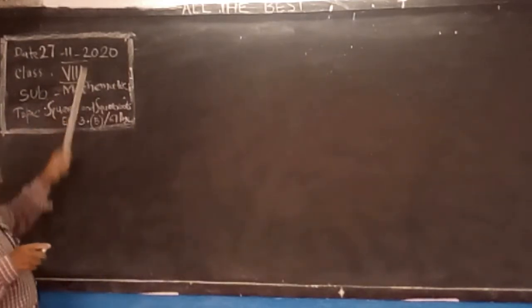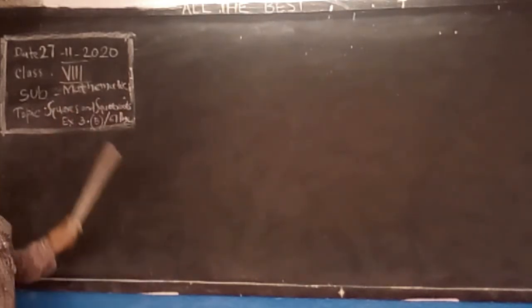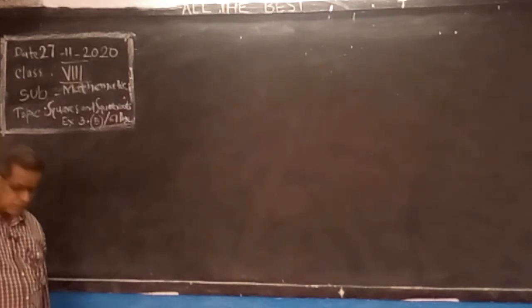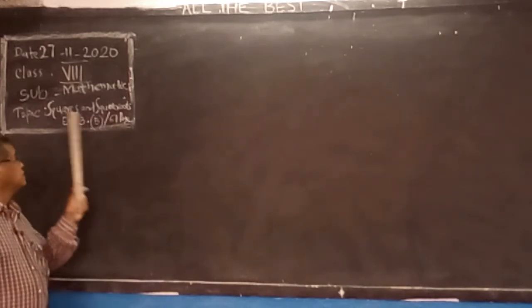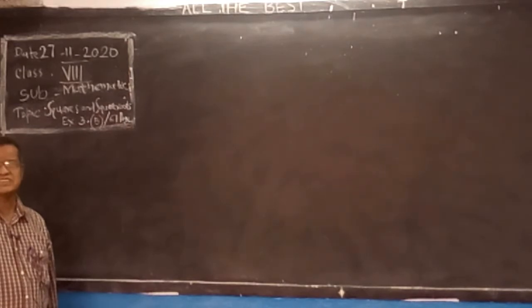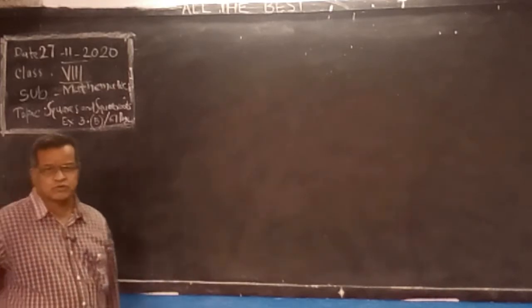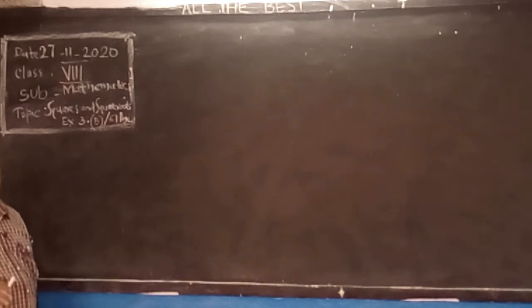In the previous class we were learning about squares of natural numbers. I asked you to learn at least the squares up to 30 squared. 1 squared, 2 squared, 3 squared, 4 squared, 5 squared, 6 squared, like that up to 30 squared.